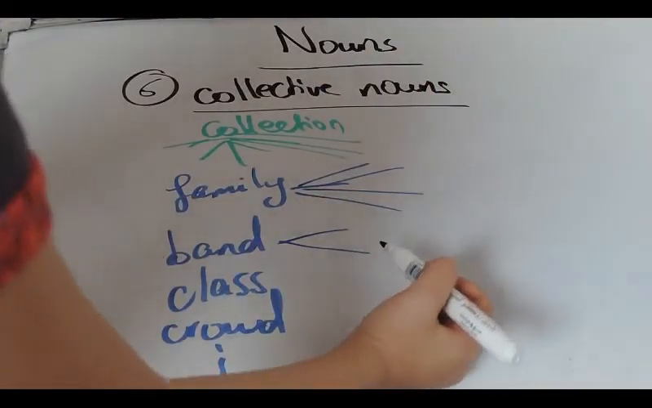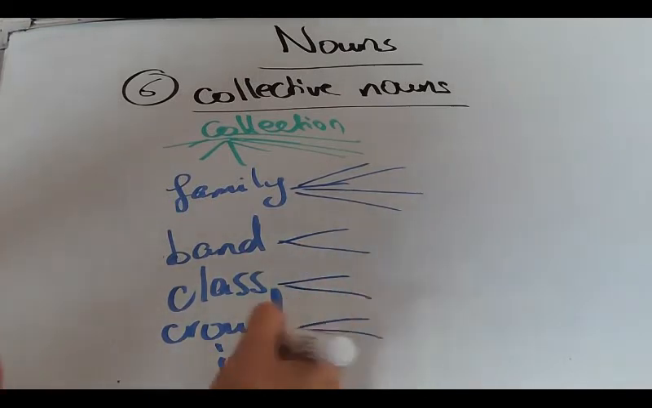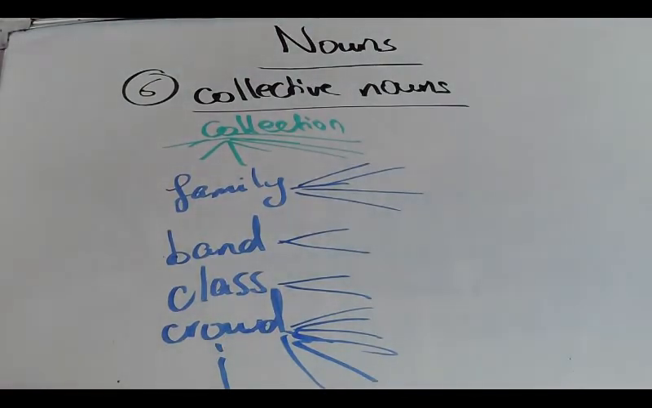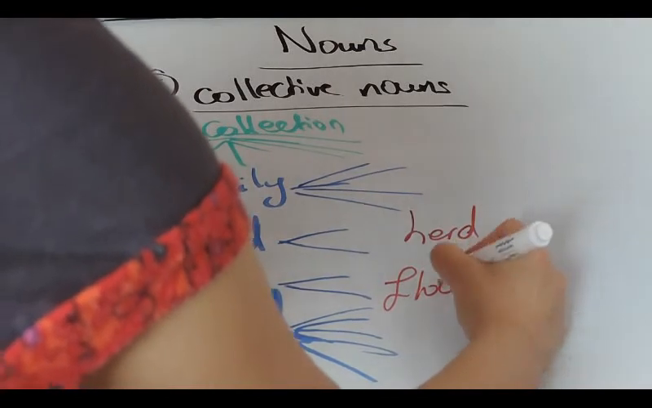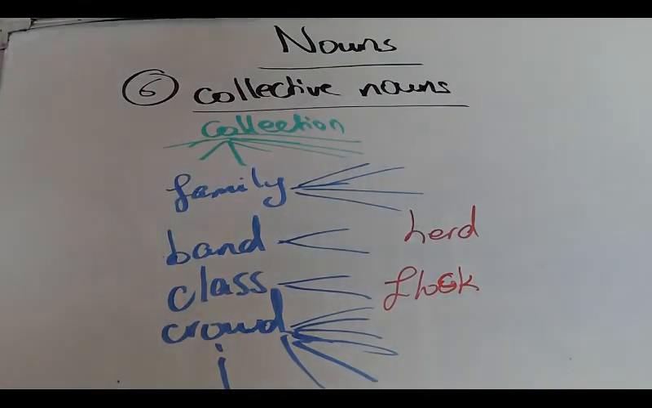Band, at least 2, right? Class, at least 2. Crowd, at least 2. And crowd means a lot. We're talking about tens and hundreds. Okay, so this is the main meaning of collective nouns. Collective nouns are groups of anything. Family, a group of people. Band, a group of people. Class, a group of people. Crowd, a group of people. Let's take herd. Okay, a group of sheep. Let's take flock. Okay, flock of geese. So any noun that expresses the meaning group, collection, is considered a collective noun. Family, band, class, crowd, herd, flock, community, council, crew, okay, audience, any noun.